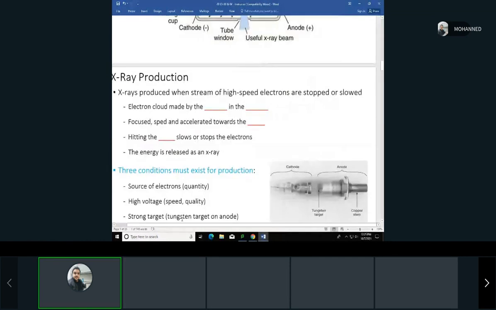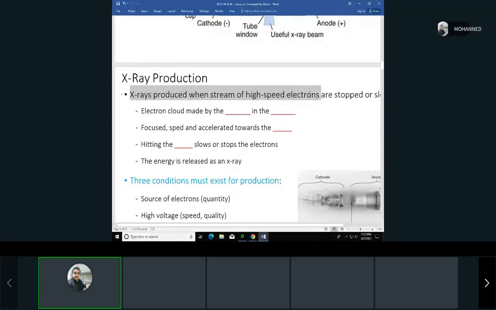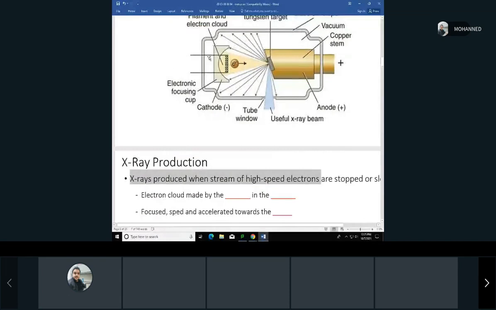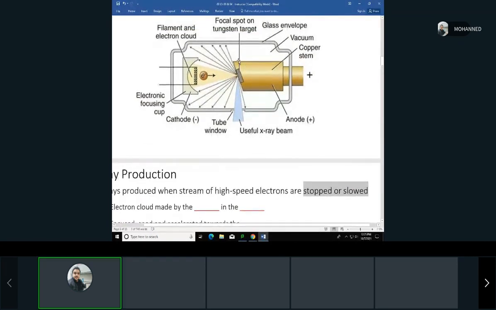Okay, so this is what we're talking about, the X-ray production. Technically, in simple words, X-ray is produced when a stream of high-speed electrons that came out from the cathode, from here, are stopped or slowed down in the anode target, correct? So you have electrons that you're shooting towards a target, and once these electrons hit the target, instead of only making sound or heat, well, they make all of that most probably, but they also produce some energy, and that energy is considered radiation or X-ray.